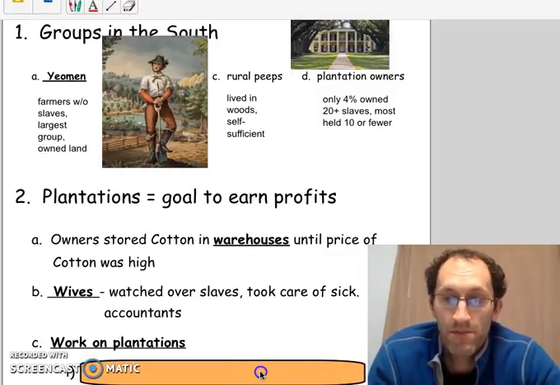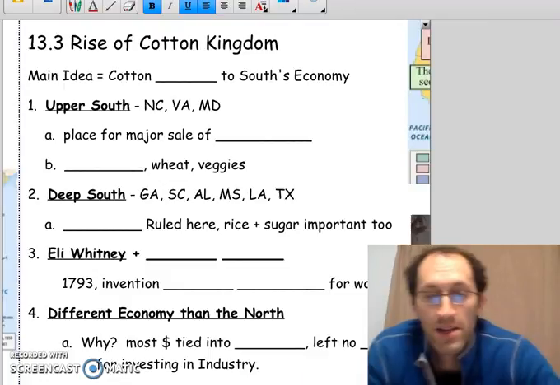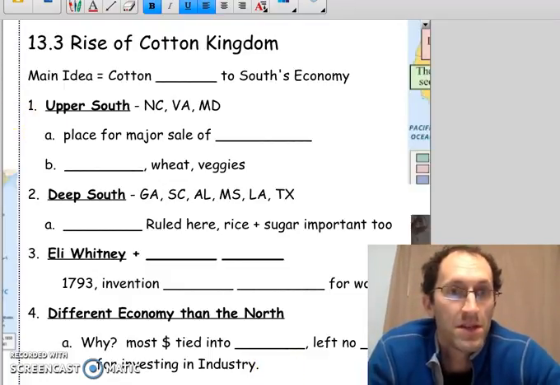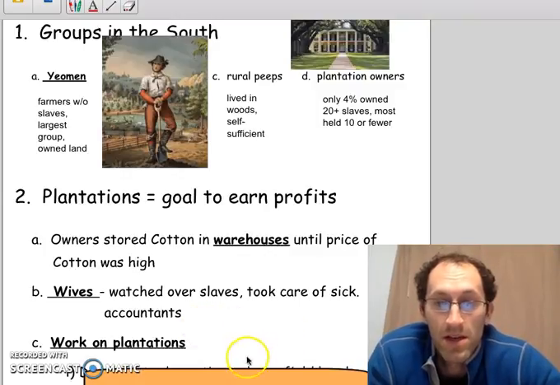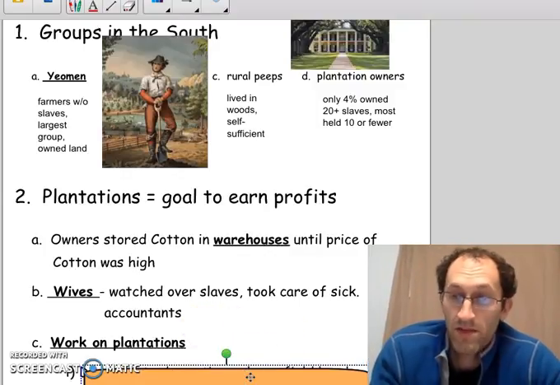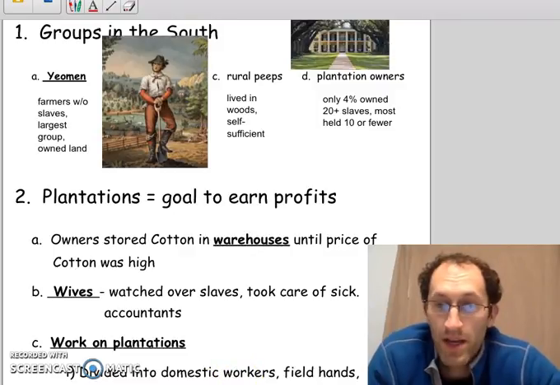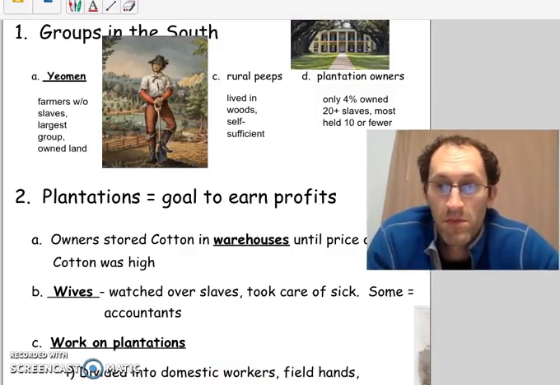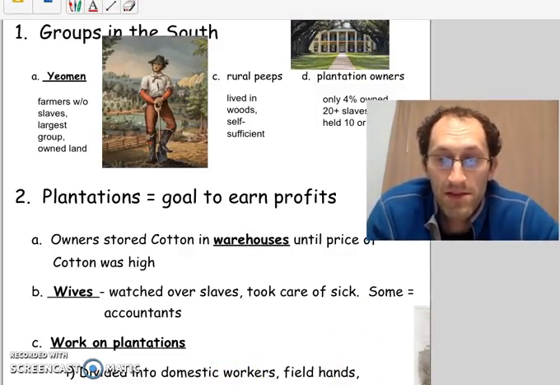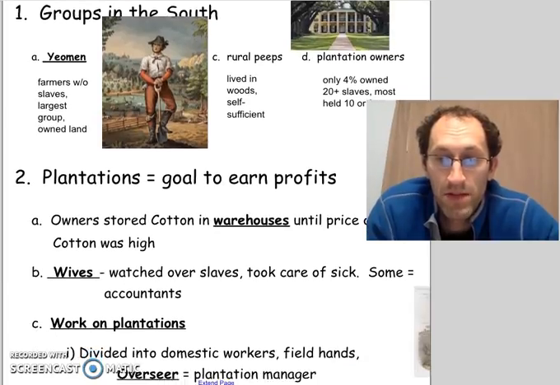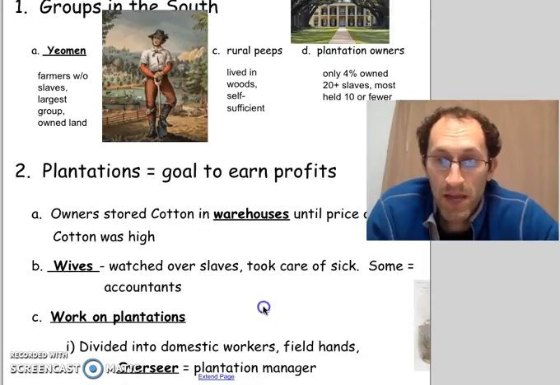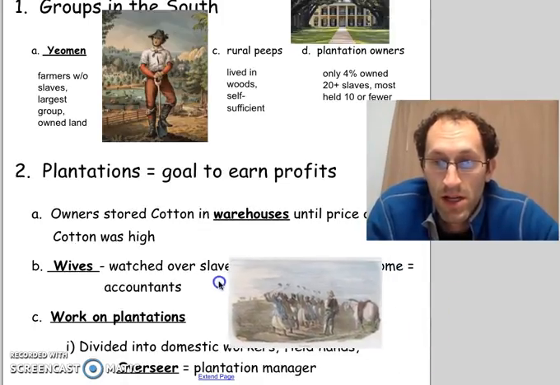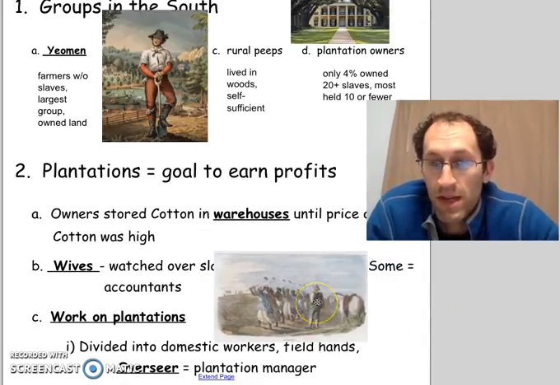Last point here. Work on the plantations typically was divided into groups. We had your domestic workers, we had your field hands, and you probably also had your overseer or your plantation manager. Now, this man right here would be the plantation manager.